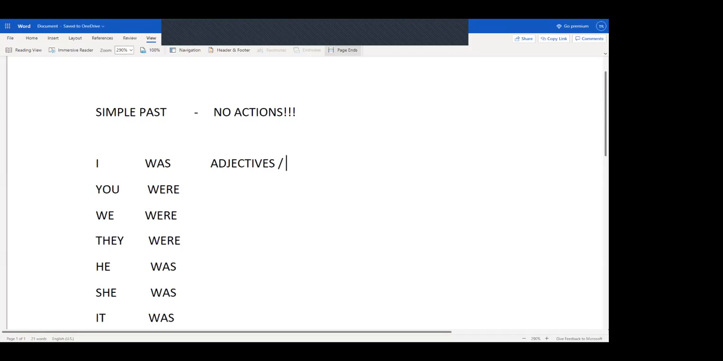Okay, I was adjectives, I can add numbers, ¿ok? I can add numbers, I can add prepositions. Okay, piensen sobre preposiciones. And I think that's all. I could add nouns too. Puedo agregar nombres. Bien, vamos a hacer ejemplos.